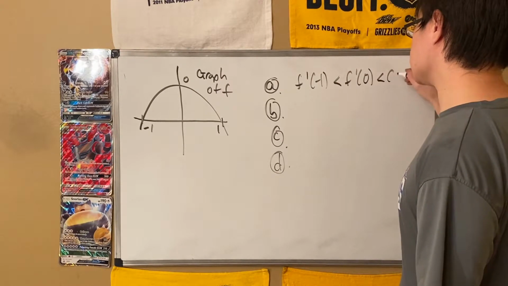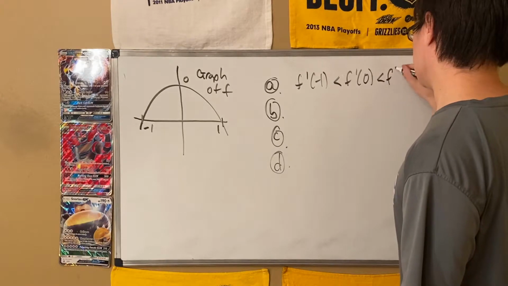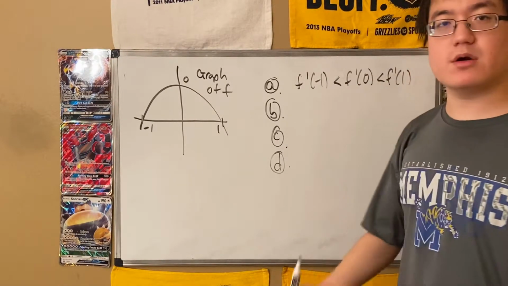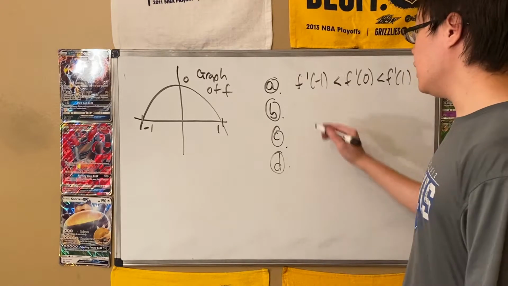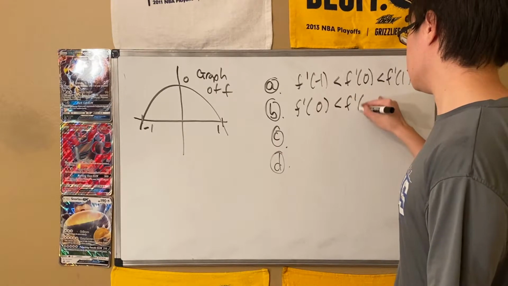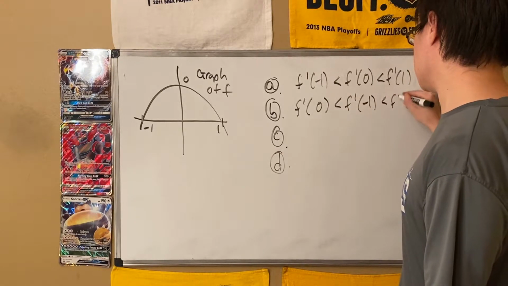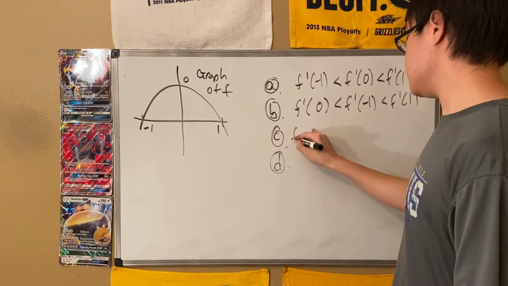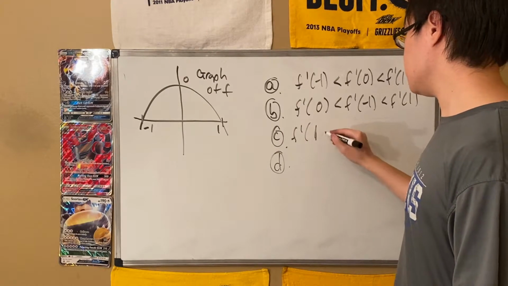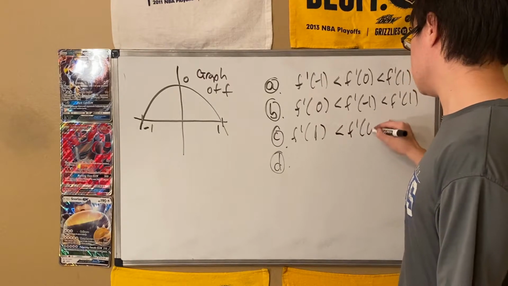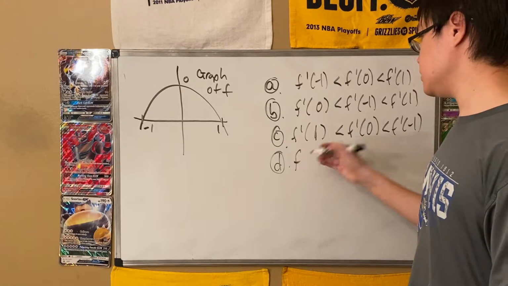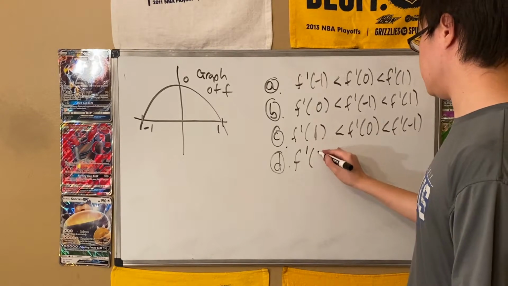So potentially this could be the order. F prime of -1 could be the smallest thing, F prime of 0 could be the middle thing, and F prime of 1 could be the biggest thing. Potentially this could be the order. Let's do another one. And then finally, potentially this could be the order. Let's just do something random.